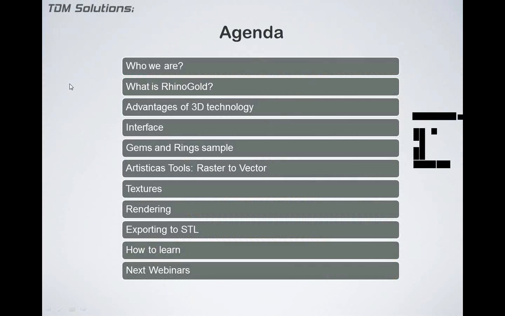Let me show you the agenda for today. We will start talking about who we are, what RhinoGold is, and the advantages of 3D technology. I think this is a really interesting point. Then the RhinoGold interface, the jewelry tools to create rings, stones, heads, and so on, artistic tools, textures, rendering, and exporting to STL files for manufacturing. Later, Xavi will talk about how to learn RhinoGold. We have a lot of tools to learn RhinoGold, and Xavi will talk about that in the next webinars.